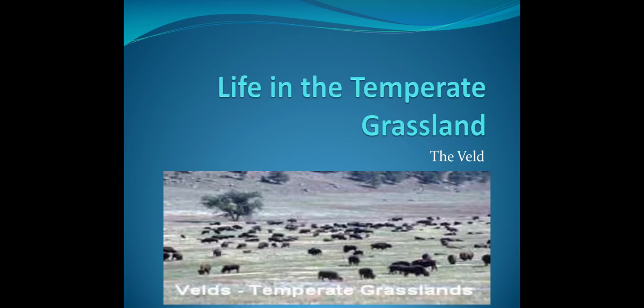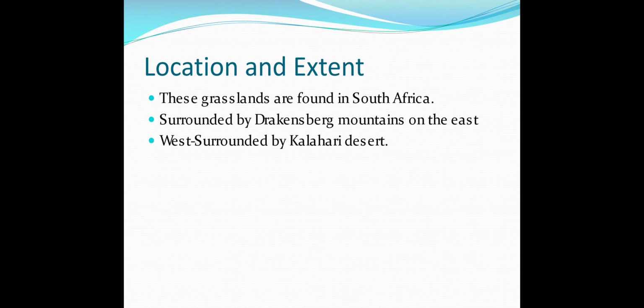We are here for a geography class where we were doing life in the temperate grasslands, where we have already discussed the prairies, and today we will be discussing the veld. Now, the temperate grasslands are found in South Africa, just below the Tropic of Capricorn. This region has a lot of plateaus ranging from 600 meters to 1100 meters. I will show you the physical features on a map now.